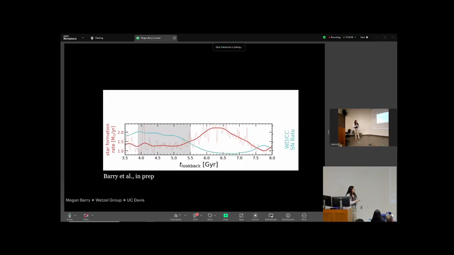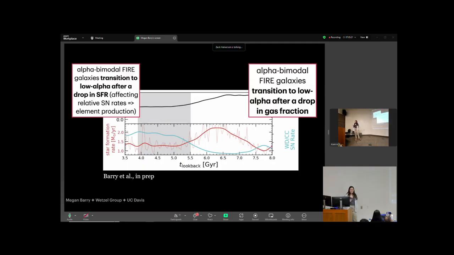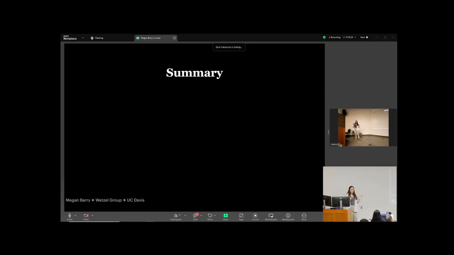we can see that it stands to reason that this would cause these galaxies to drop in alpha, because when the star formation rate goes down, this blue curve is the relative rate of white dwarf to core collapse supernovae. So the white dwarf rate kicks up relative to core collapse, or really more like the core collapse goes down, and this explains why these galaxies are going straight down. I have some stuff on the gas fraction I don't really have time for. These seem to be kind of gas-poor galaxies. Might have something to do with it.